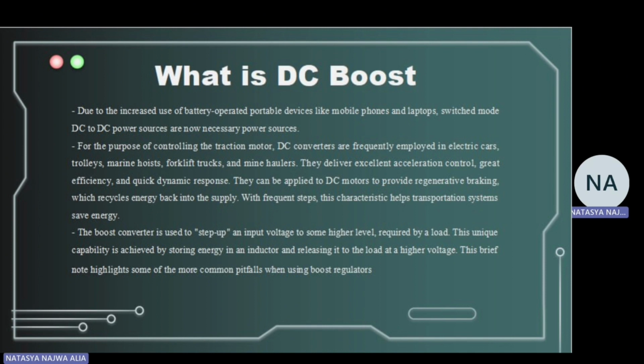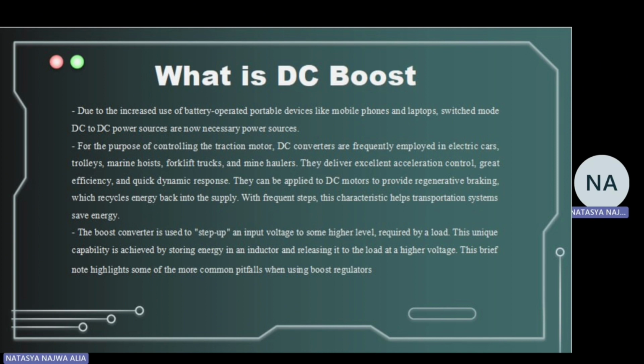They can be applied to DC motors to provide regenerative braking, which recycles energy back into the supply. With frequent stops, this characteristic helps transportation systems save energy.